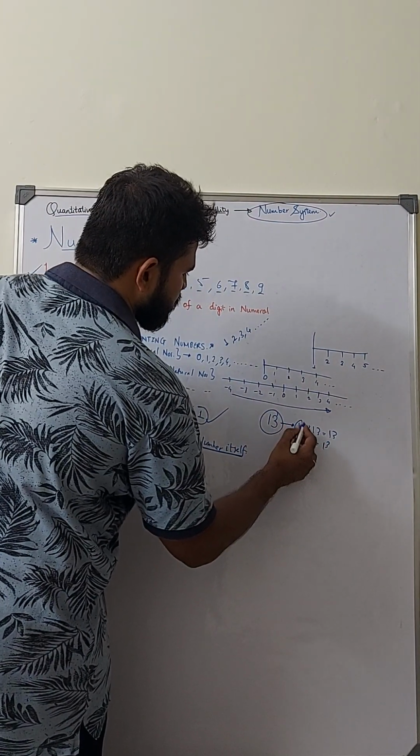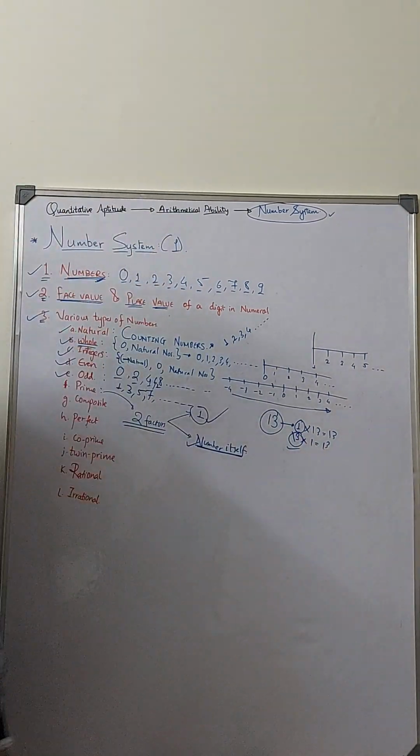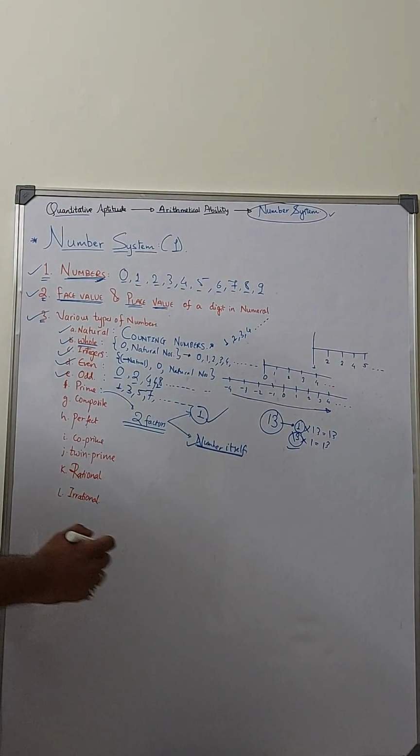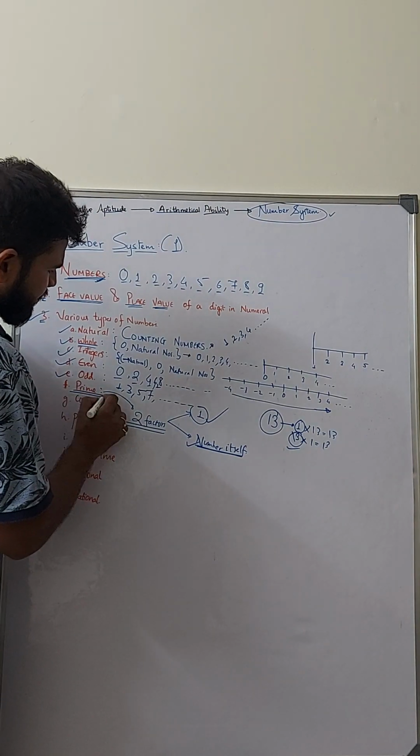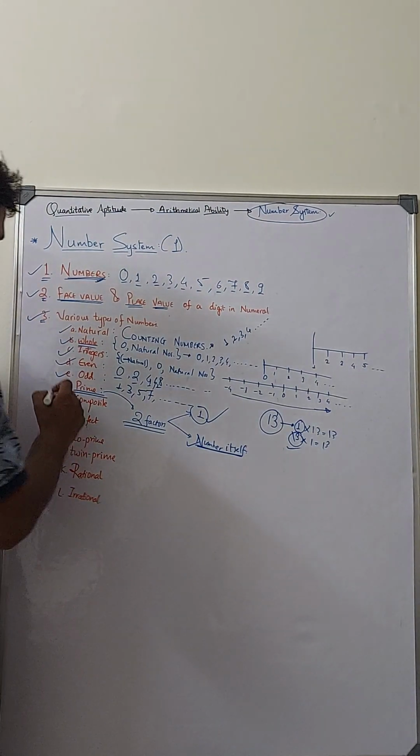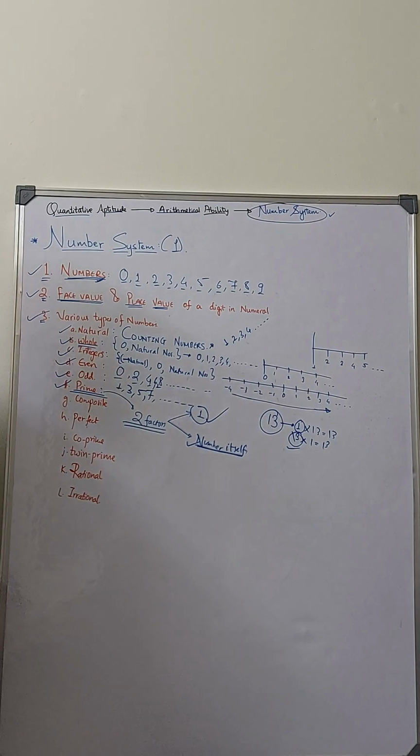So the first factor is 1, the second is 13, that is nothing but the number itself. So can I declare 13 as a prime number? Yes. So this is one thing.